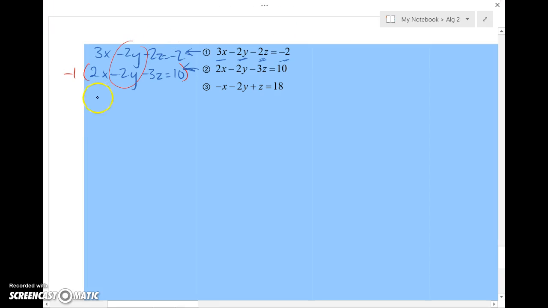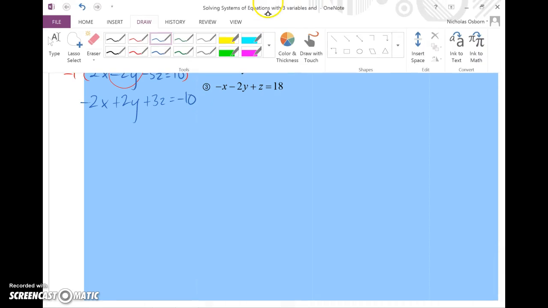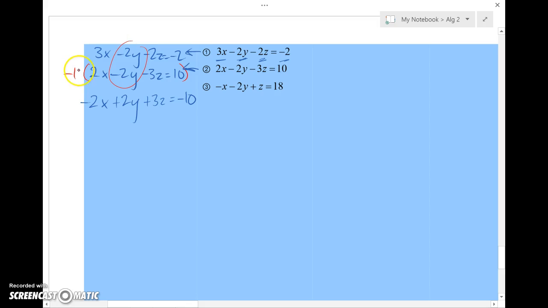Okay, so now I'll rewrite that as negative 2x. Negative 1 times negative 2y is plus 2y now. And then this negative 3z becomes positive. And this 10 becomes negative. And that brings up also another important point. Once you are multiplying a number, multiply every number. Okay, just like we always do in distribution, like you guys learned before in the past. Make sure we multiply every number.